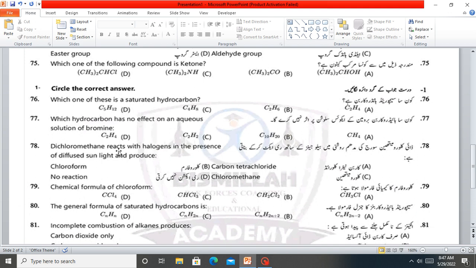Dichloromethane reacts with halogen in the presence of diffuse sunlight and produces what? This is a halogenation reaction of alkanes in the presence of sunlight, where we add halogens respectively to the alkane molecule. We have dichloromethane composed of 2 chlorine atoms. When it adds one more halogen in the presence of sunlight, you're going to produce a molecule with 3 chlorines. So is it chloroform? Yes, chloroform, because chloroform has 3 chlorines in its molecule. So the answer is chloroform.